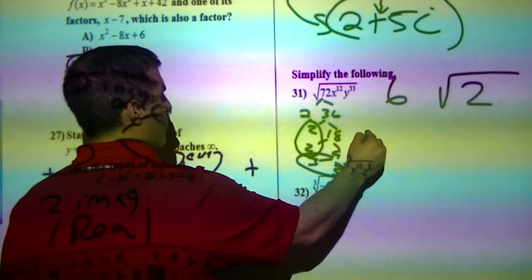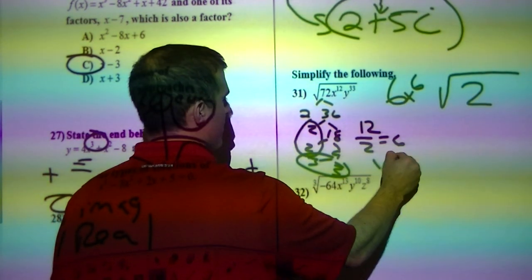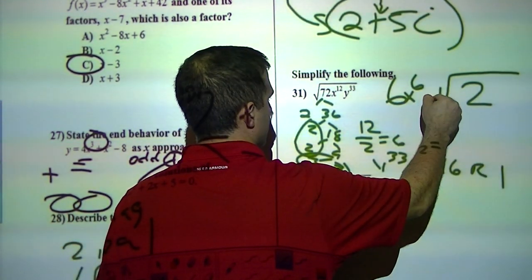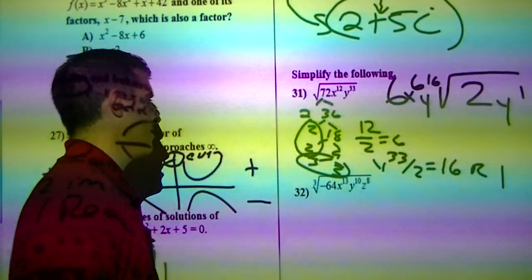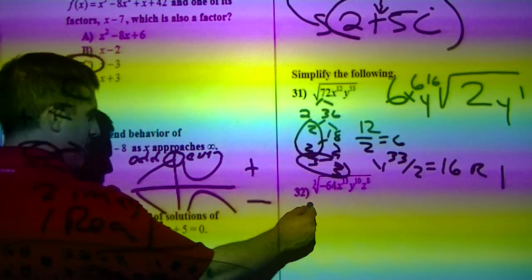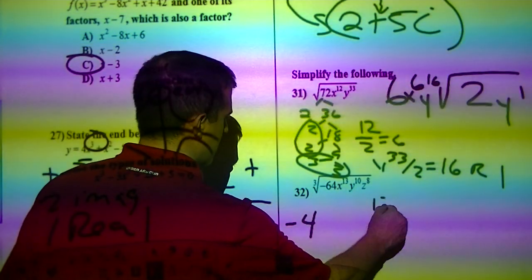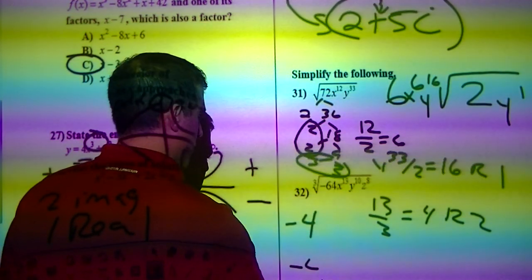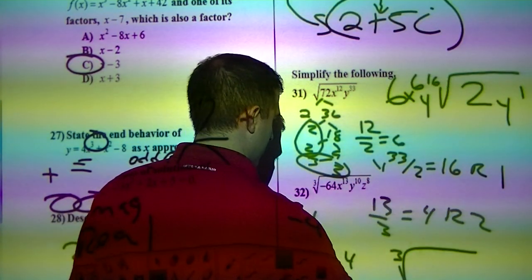All right, if I take 12 and divide it by 2, I get 6, so that's x to the 6th power. If I take 33 and divide it by 2, I get 16 with the remainder of 1. So it's going to be y16 with y1 on the inside. All right, this is going to be, cube root of that is going to be negative 4. 13 divided by 3 is 4, remainder 2. Okay, so I'm going to have negative 4x4, cube root of x2.